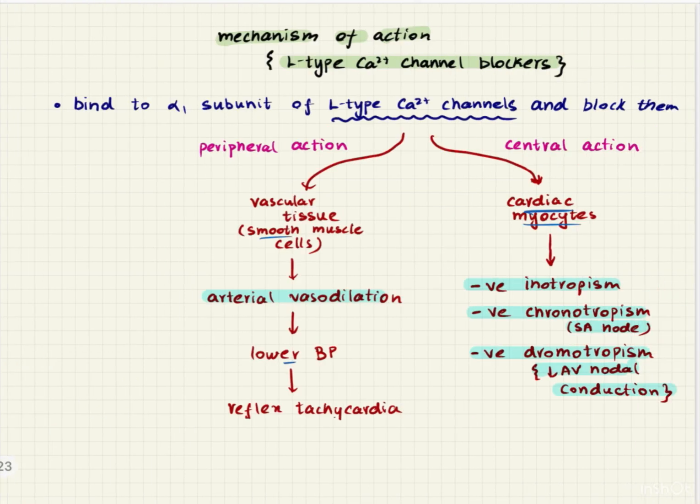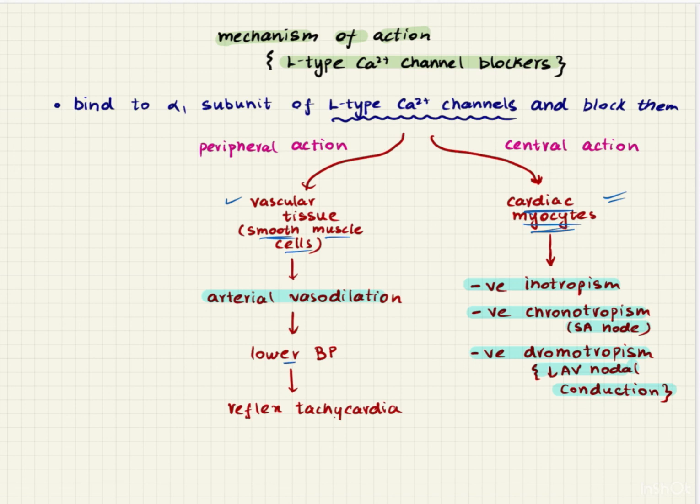Now, coming to the mechanism of action of these drugs, these L-type calcium channel blockers go and bind to the alpha-1 subunit of L-type calcium channels and block them. And we are bothered about two different actions here. That is their action in the smooth muscle cells which are lining the blood vessels, and the action of these drugs in the cardiac myocytes.